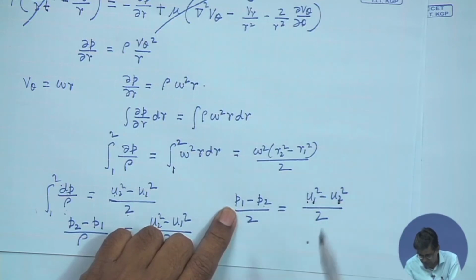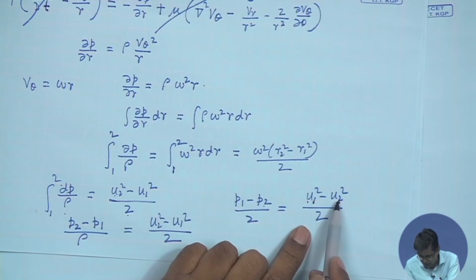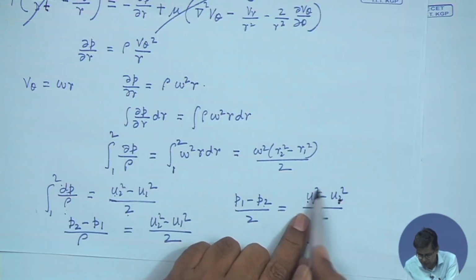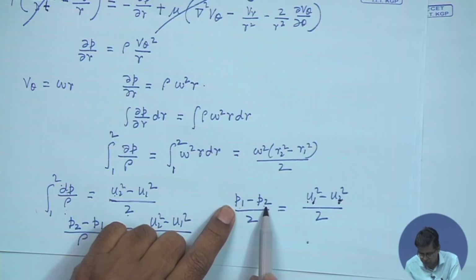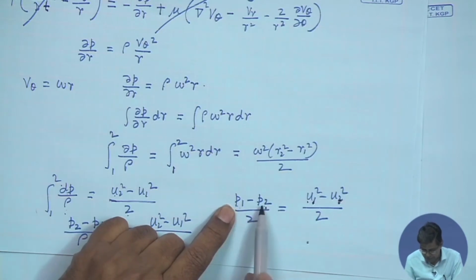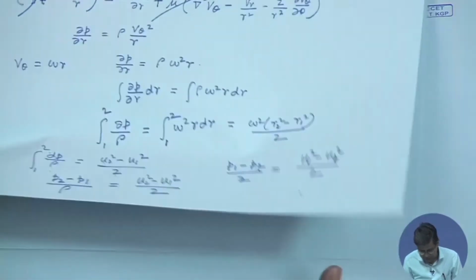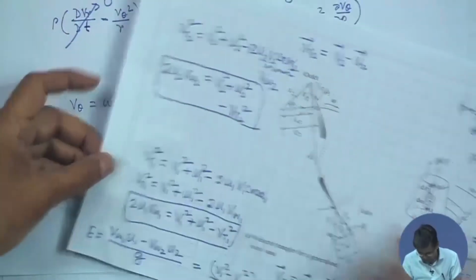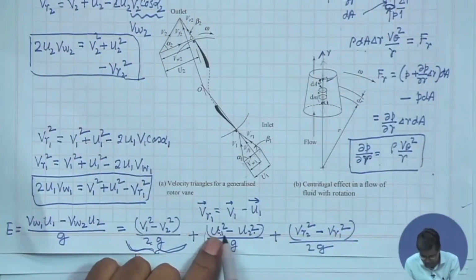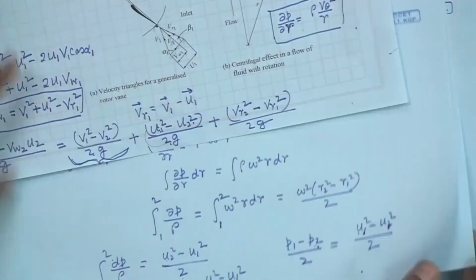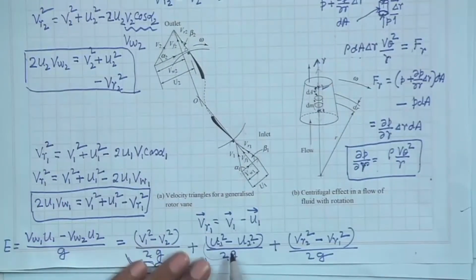But if 2 is at a lower radial location, then u2 will be lower than u1, and then it is positive, so P1 minus P2 is positive, and in that case P1 is higher than P2; there will be a reduction in the pressure. So, therefore, we see that this term u1 square minus u2 square represents a static head, as we already showed earlier, that this represents a change in the pressure or static head.